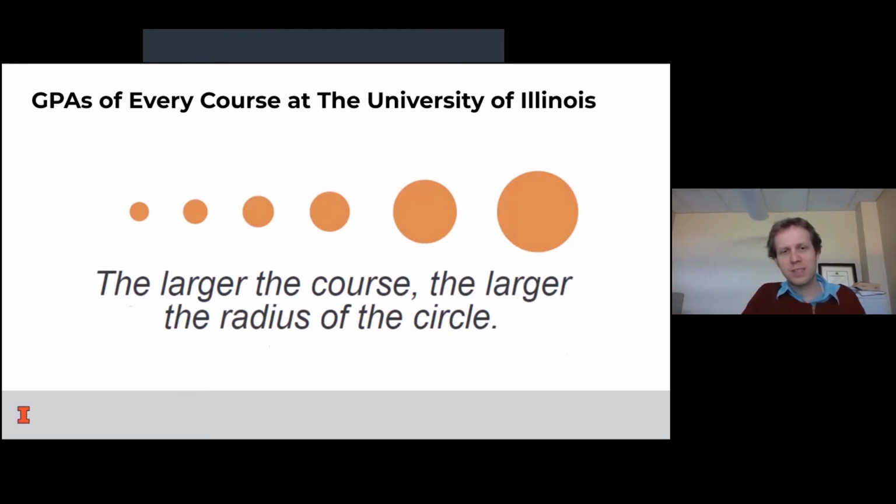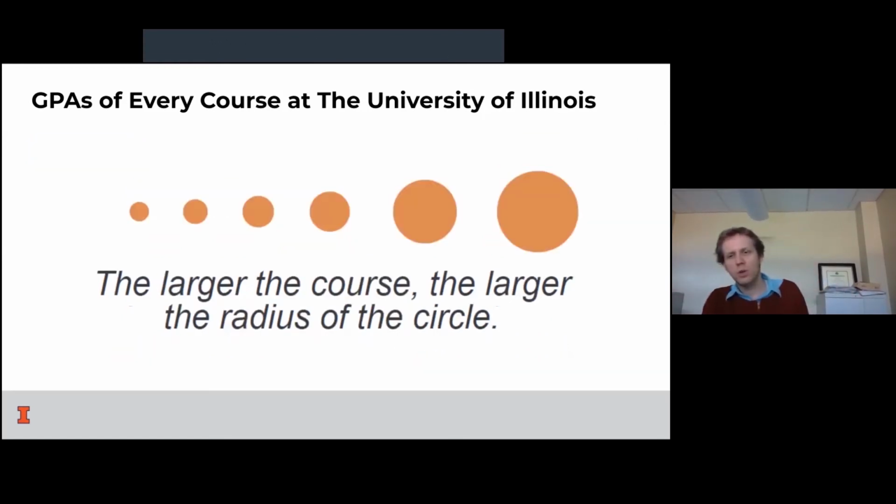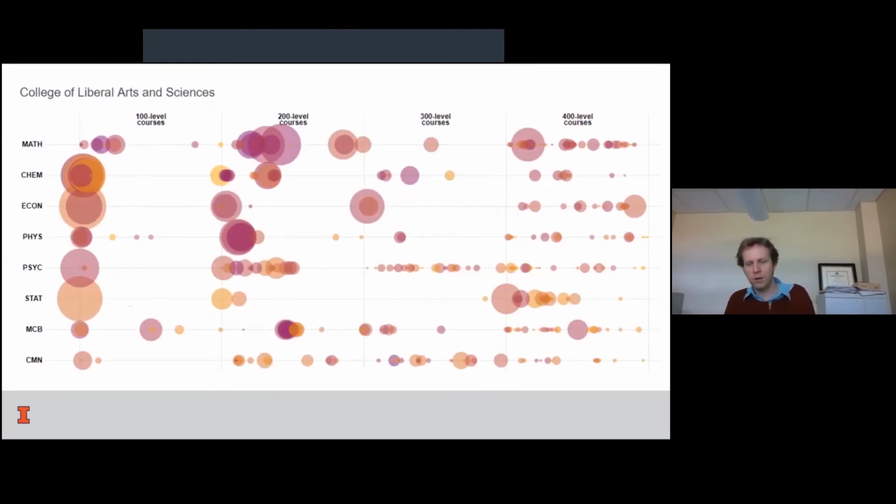So we've got this grouping of GPAs where depending on what the GPA is, we use color. Depending on the size of the course, we use the size. So we're using a few of these features of data visualization and then creating the first data visualization of GPA data. This visualization was first released a few years ago, and I keep it updated every single semester.